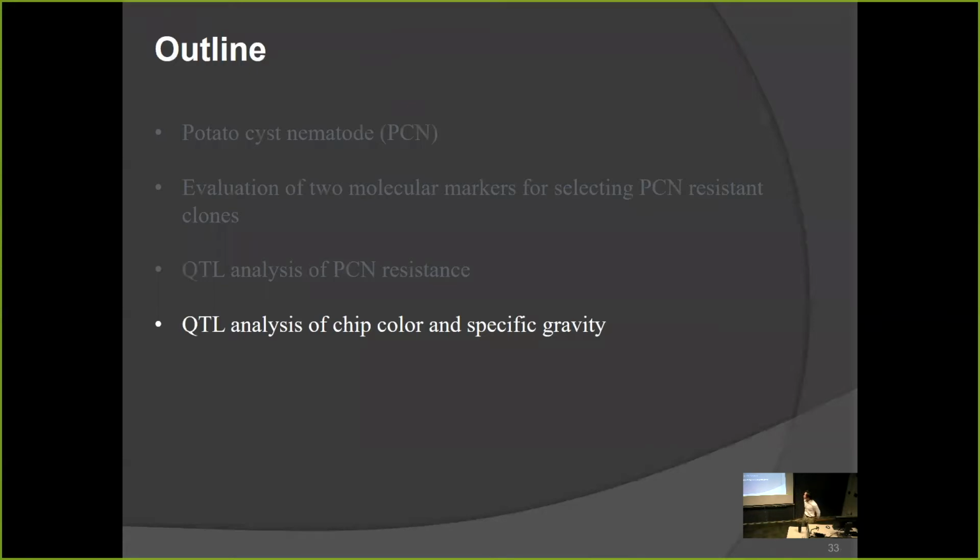Okay, now I'm going to start the QTL analysis of chip color and specific gravity. These two traits are really important in the potato chipping industry because of the lighter color potato chip. If you open the Lay's bag, you can see a really white color from the chips. Those colors are really preferred by Americans. So whenever we do the breeding program, we want to select lighter potato chip color. Also, specific gravity is important since it is always related to starch content and starch density. So this is the reason why I performed this research project with the same population that I used in the nematode study.